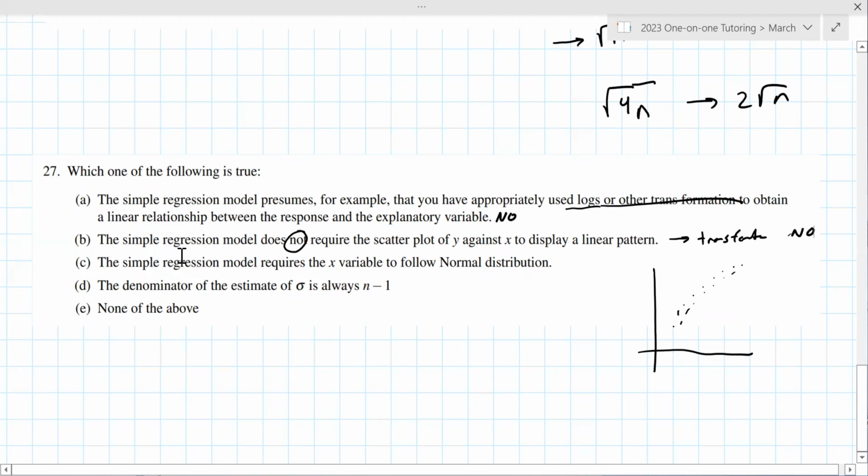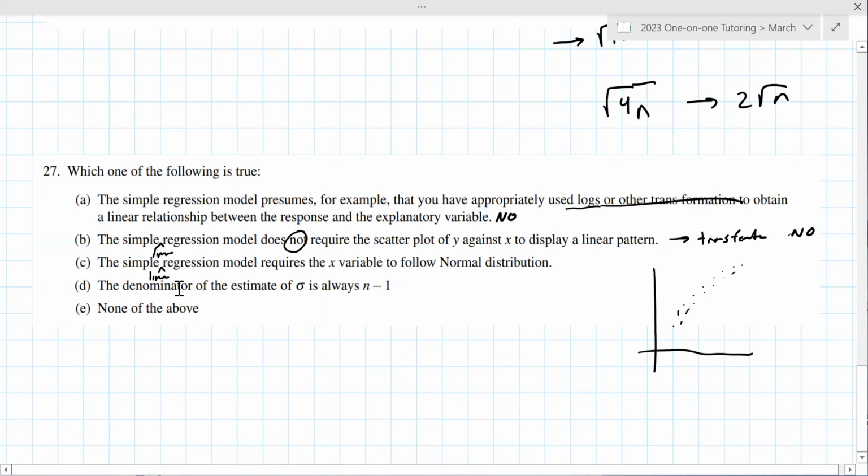Got it. How about D? With simple regression, it's linear basically, like simple. It should say simple linear regression. That's why I think I mentioned that yesterday: there's a word missing in one of the problems.